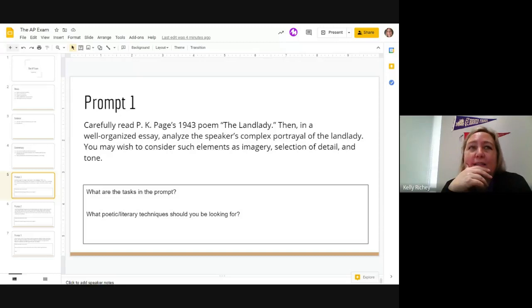What are the tasks in the prompt? And by tasks, I mean verbs. What are the verbs? You guys can type them in the chat, or you can say them out loud. What are my verbs? What do I have to do?